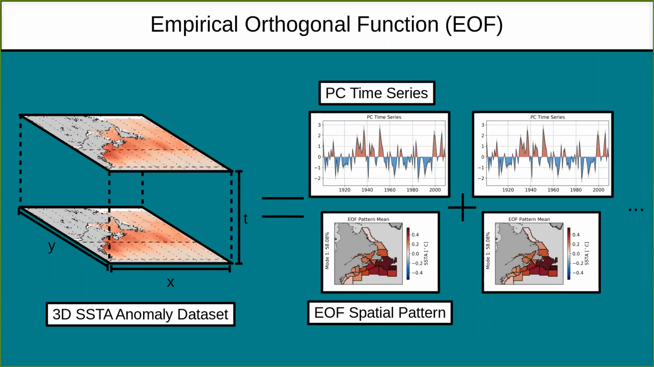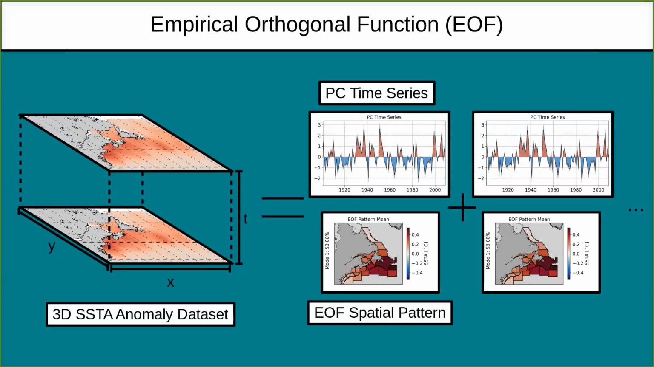So a common way to determine modes of variability in sea surface temperature is to use something called an empirical orthogonal function, also known as a principal component analysis. For our purposes, an empirical orthogonal function is a way to decompose a spatiotemporal 3D SSTA dataset, or sea surface temperature anomaly, which is shown here on the left, into a sum of orthogonal modes, which contain a PC time series on the top right, and an accompanying EOF spatial pattern, which you can see on the bottom right.